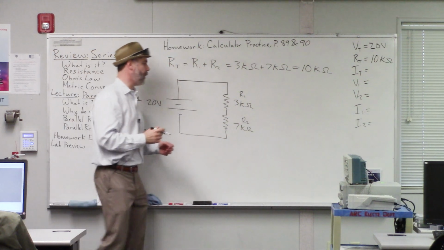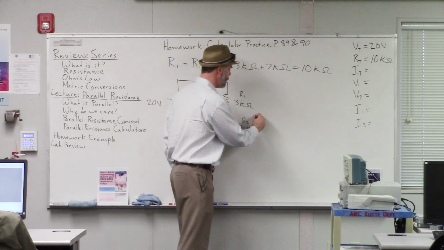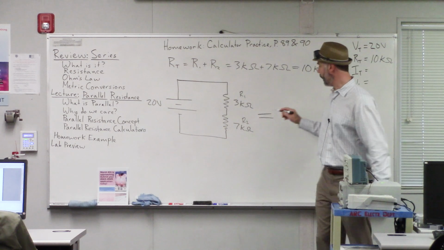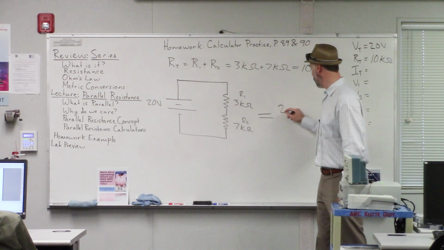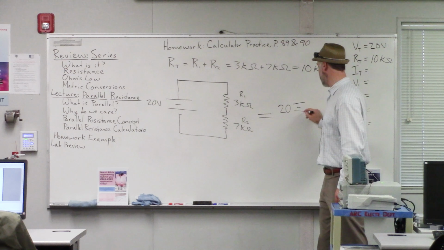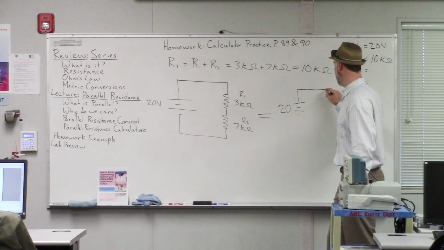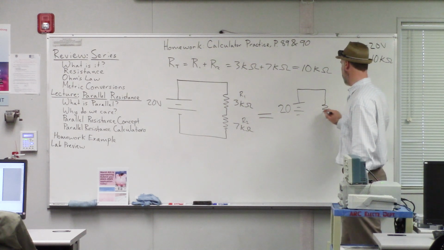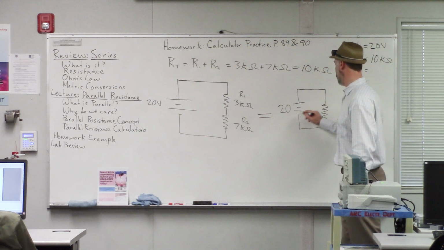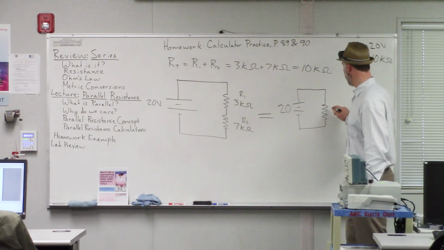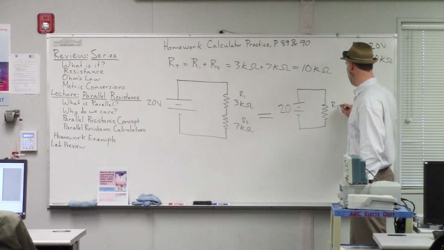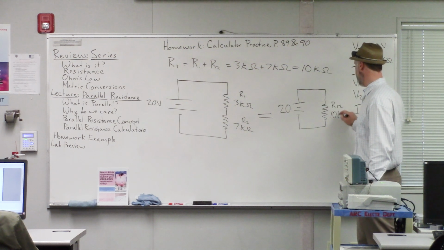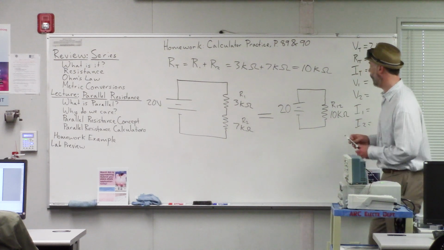So we can redraw this circuit using that equivalent resistance. We still have a 20 volt power supply here. And then over here, instead of drawing two separate resistors, we can just draw one with that equivalent resistance. We'll call this one R12 because it represents the combination of those two, and we'll say that that is 10 kilo ohms.